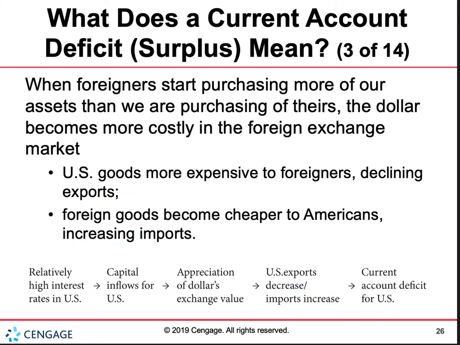Here, we're just talking about when foreigners start purchasing more of our assets, or when we are purchasing more of theirs. So this is just talking about our currency exchange when our dollar becomes weaker. So U.S. goods become more expensive to foreigners, declining exports. In this case, if U.S. goods become more expensive to foreigners, that means our dollar value has increased. If our dollar value increases, we can import much more because we can buy more with our dollar. But our exporting is going to decrease because fewer people want to purchase our products because they're more expensive.